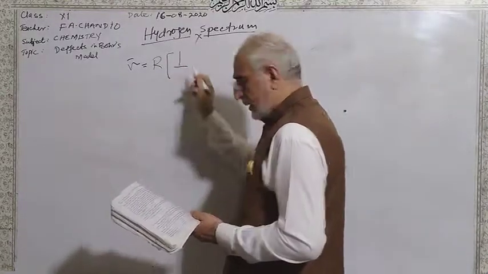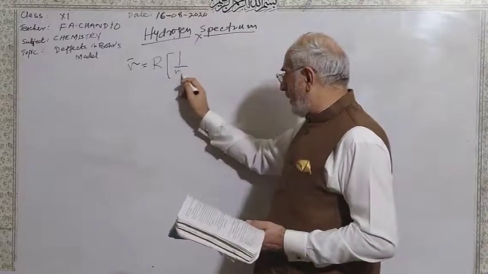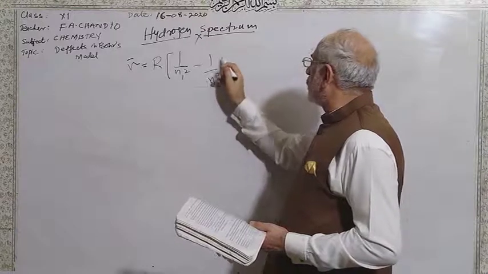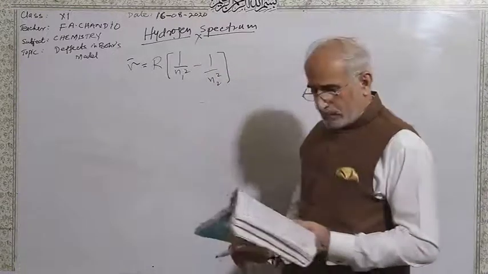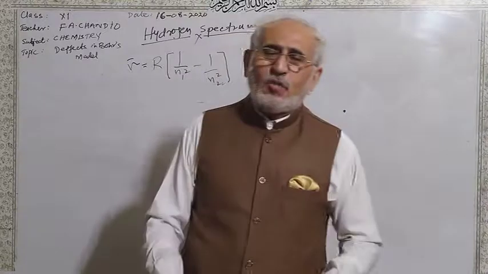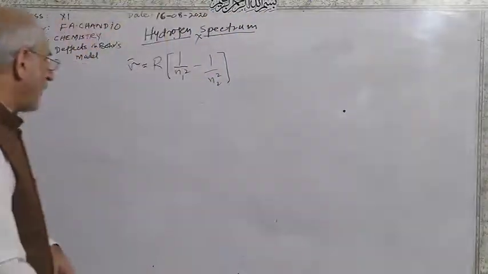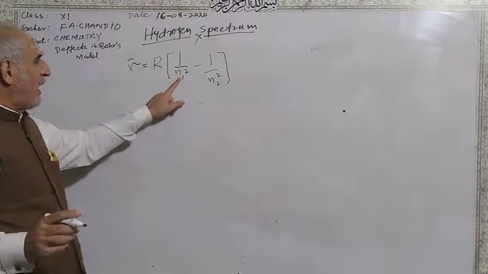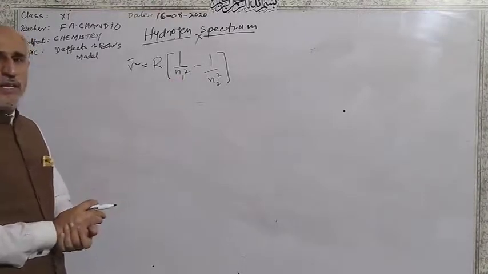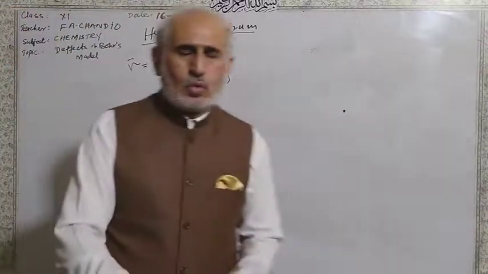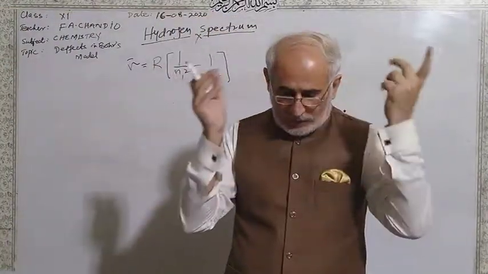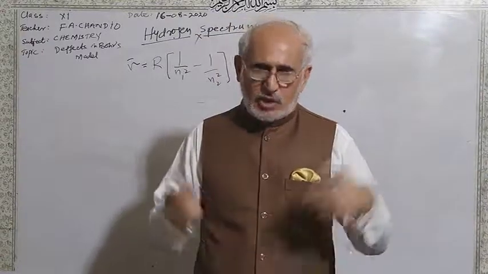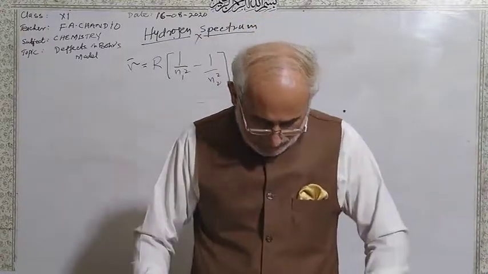1 over n1 square minus 1 over n2 square. This is the formula of wave number, where n1 is the energy level 1 and n2 is the energy level 2. Orbit 1, 2, 3, 4 like this. So this is the calculation for the wave number as you did in the previous lectures.